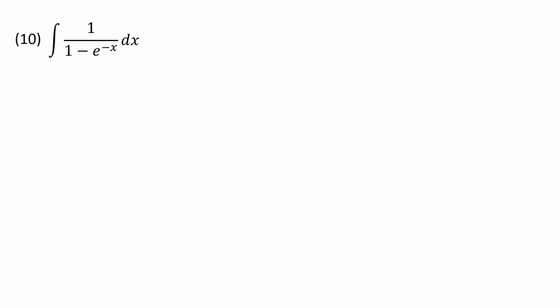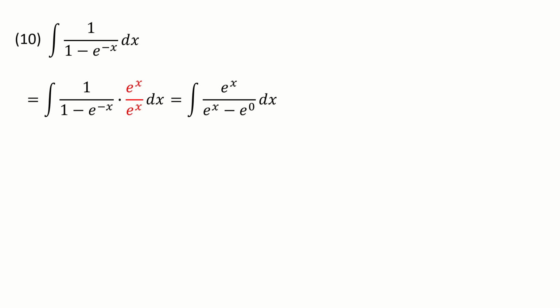So here is problem 10. For the denominator, we need to deal with the term e to the power minus x. We want to use the substitution to solve this problem, but we don't have the e to the power x here. So we introduce the e to the power x to both numerator and denominator. Simplify it, and we got here. And we reorganize in this way.